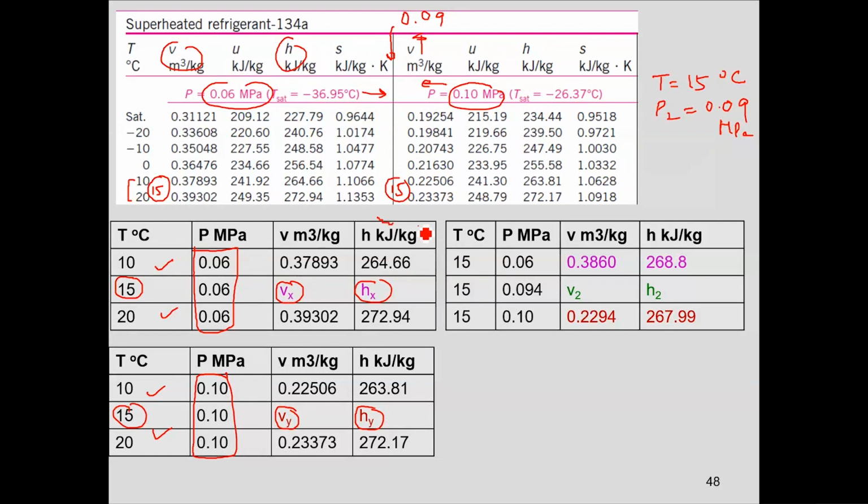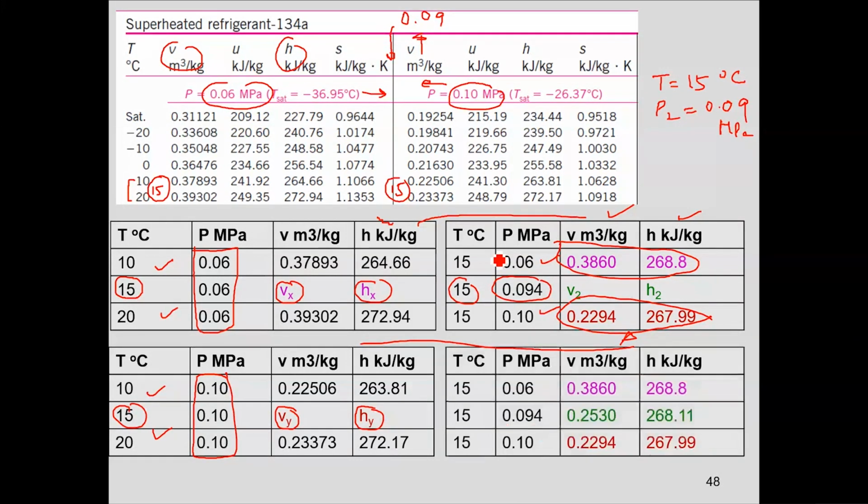So this table would help me fill in these two columns, and this table would help me fill in these two values. Now for 0.094 megapascal at 15 degrees centigrade, I can interpolate for specific volume and enthalpy between these two pressures. Once I interpolate, I'll have the values at state 2, 15 degrees centigrade and 0.094 megapascal. This is the specific volume and this is my enthalpy.